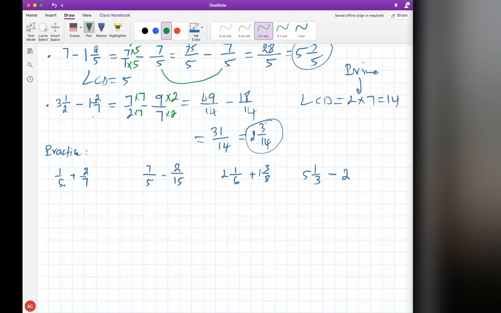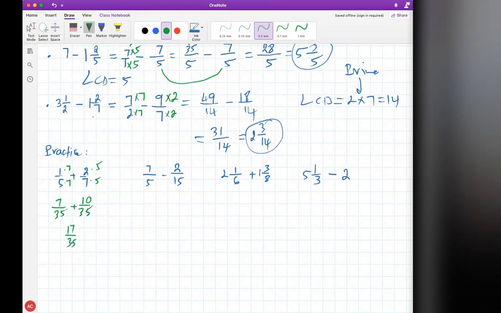What is the LCD here? It's 35. That's right, they're both prime, so just multiply them. So the LCD is 35. We times this one by 7, and this one by 5. So 7 and 10.